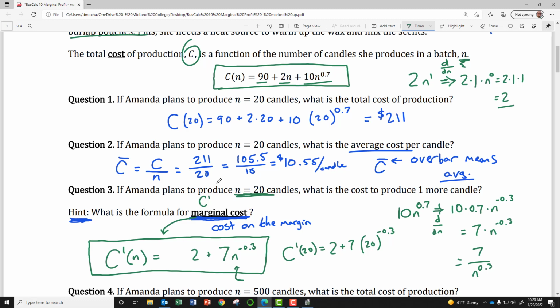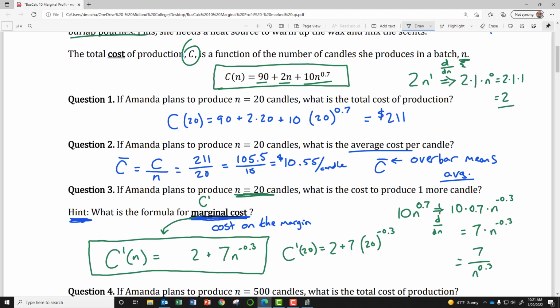Although it's never going to be a negative term. Let me think about this. Right, so this term, 7 times n to the negative 0.3 power, the value of this term will never be negative, but it does get smaller over time. And eventually this term is going to approach 0. So if you were going to create infinitely many candles, your marginal cost would just be 2.